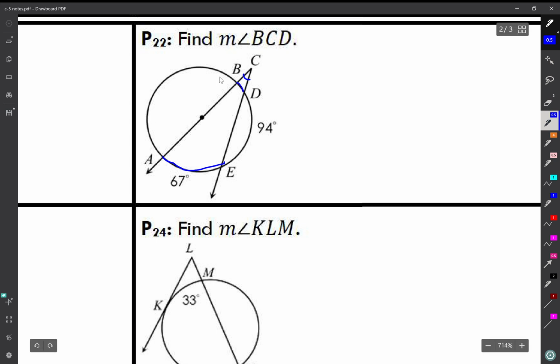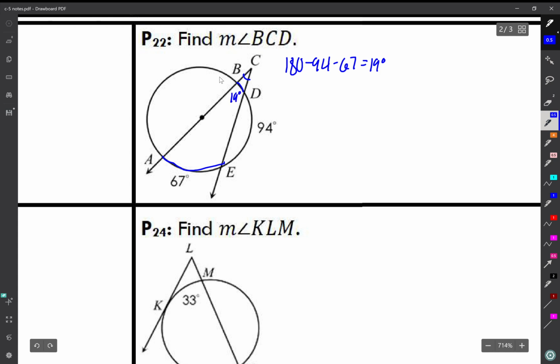I don't know BD, but I do see that this side of this angle, AC right here, goes through the center of the circle, meaning that makes this whole bottom half equal to 180 degrees. So if I did 180 minus 94 minus 67, that would give me the measure of arc BD, wouldn't it? So 180 minus 94 minus 67. That is 19 degrees. So that's the 19 degrees right there.